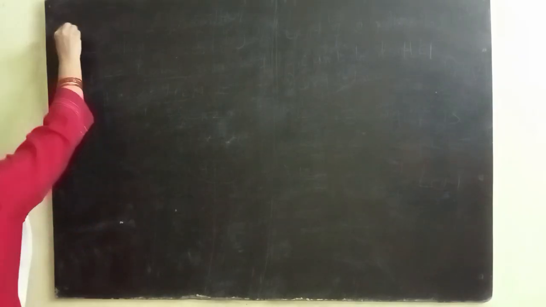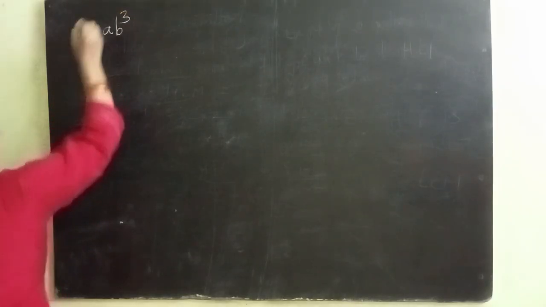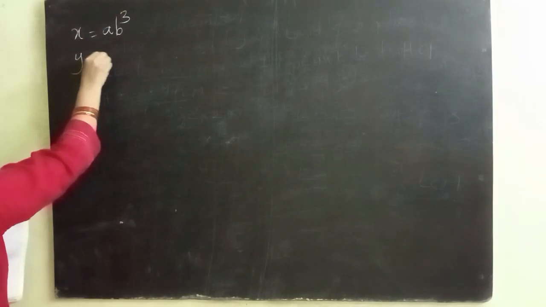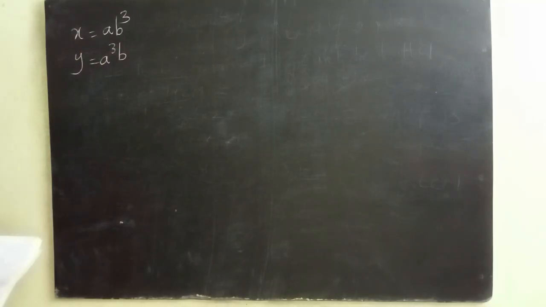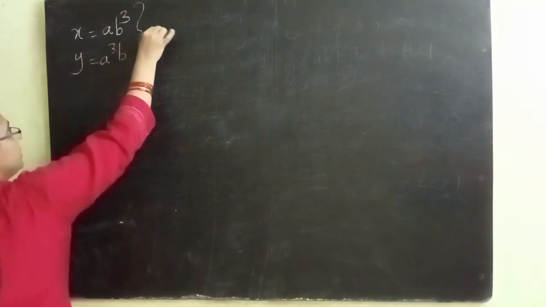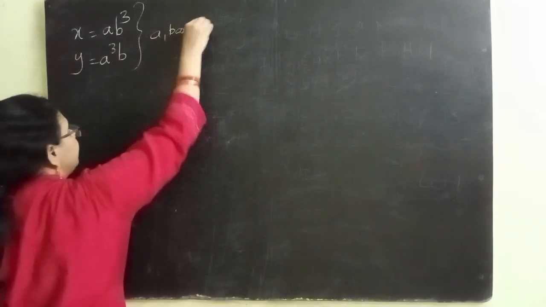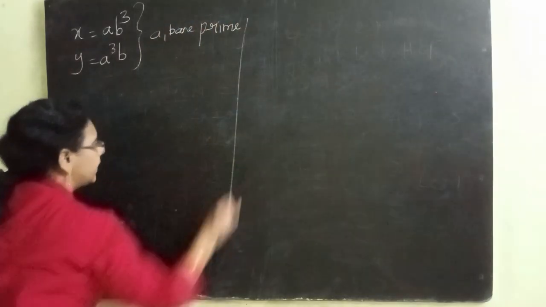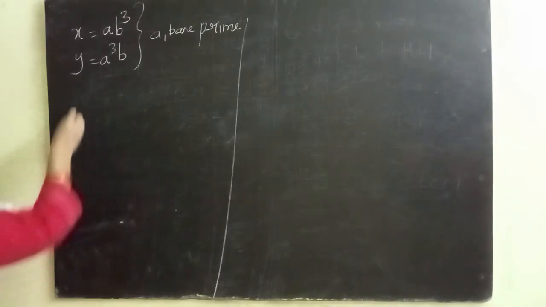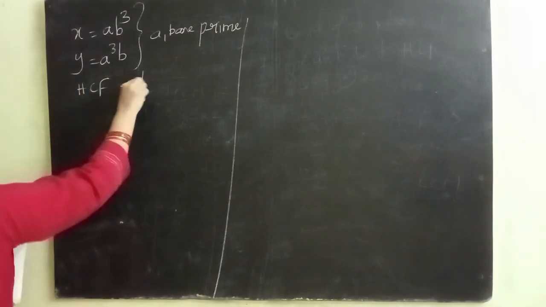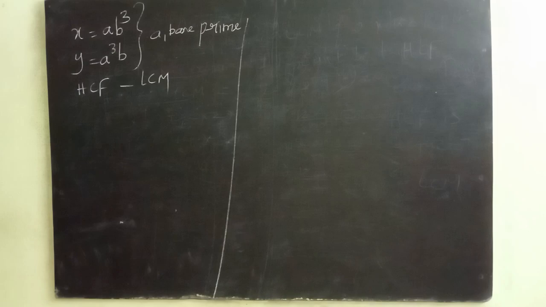And the next one is x = a³b, y = ab³, given the condition that a and b are prime numbers. What do we want? We want the HCF and the LCM, and the difference between the two.